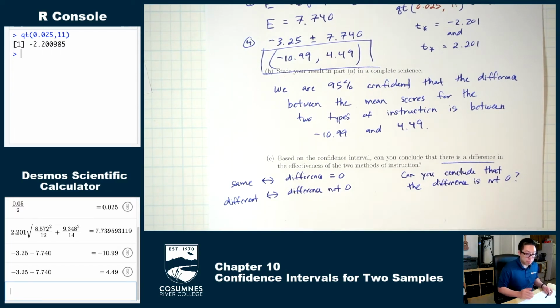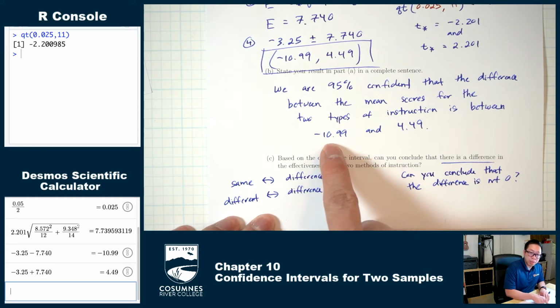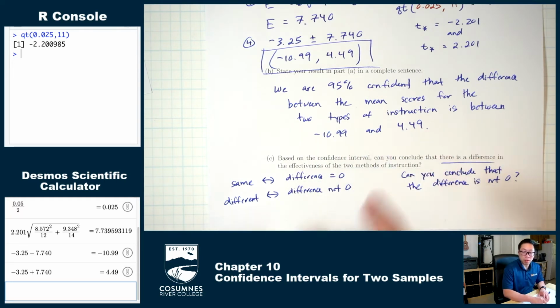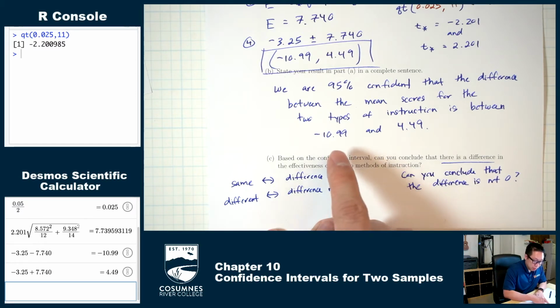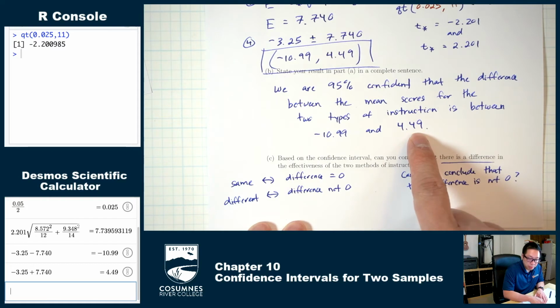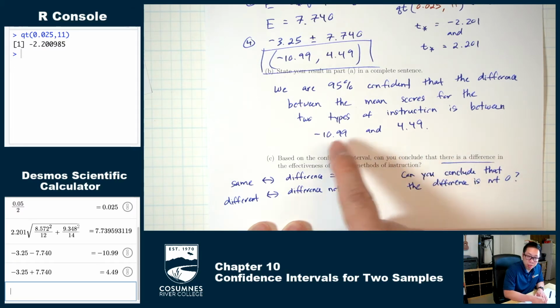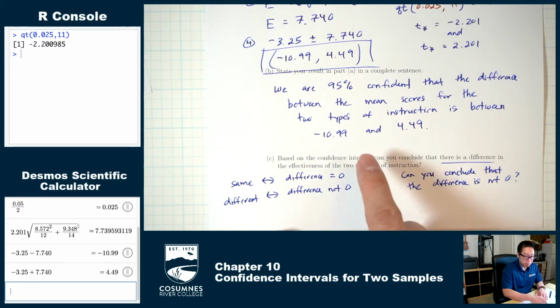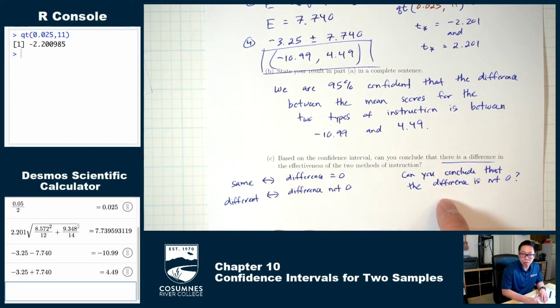And all you know is that the difference is somewhere between negative 10.99 and 4.49. So can you say for sure that the difference is not zero? No, you cannot, right? Because you know that the difference is somewhere between negative 10.99 and 4.49, which means the difference could be zero, right? Zero is between negative 10.99 and 4.49, right? Zero is between those two numbers, which means it could be zero. So you can't say for sure that it's not zero. This is a no.